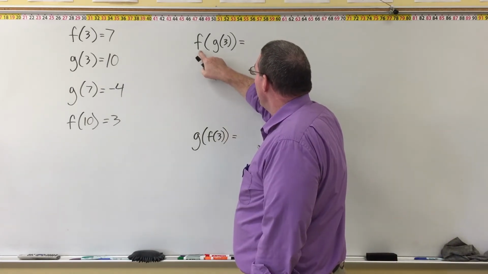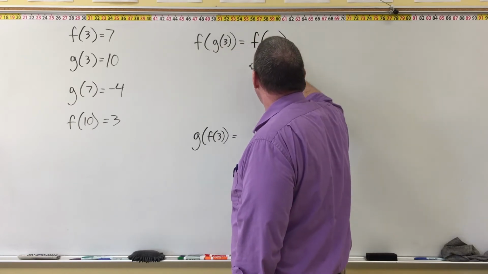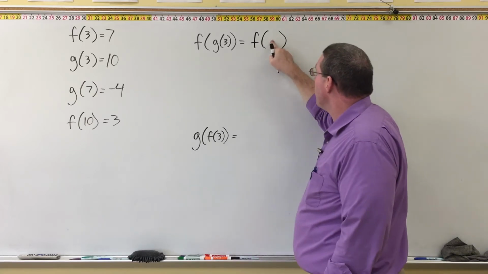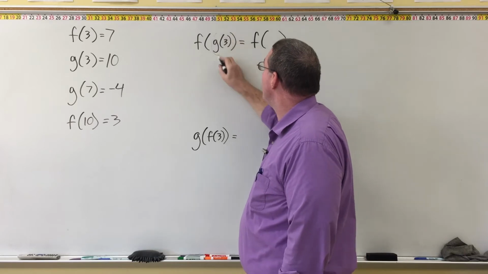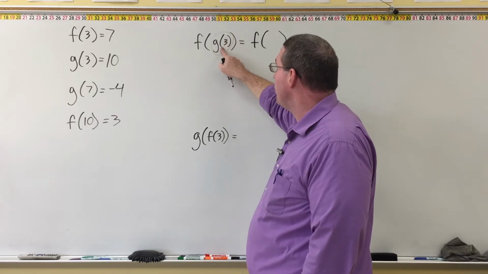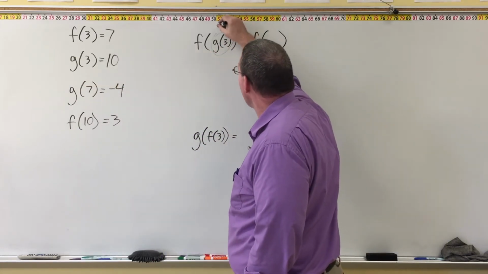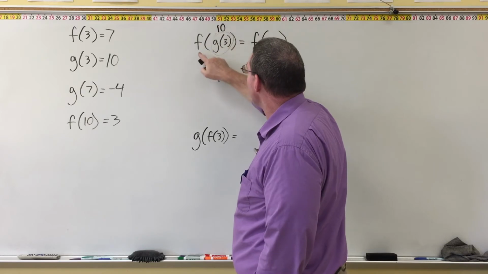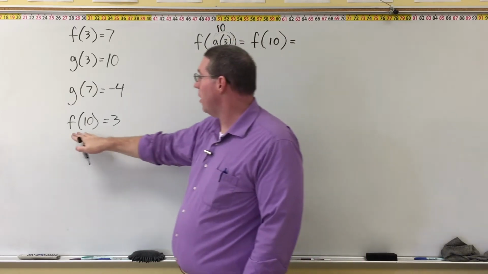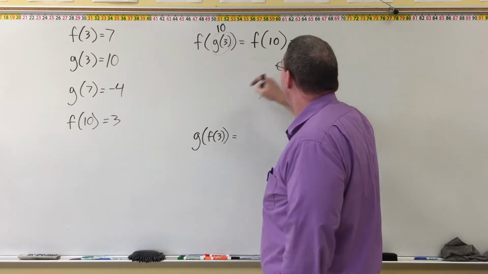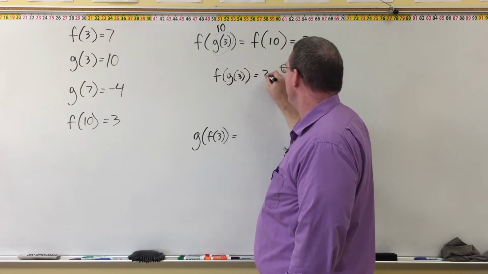When you're being asked what is f of g of 3, what you're basically doing here is you want to know what f of a number is. And the number you want to plug into f is whatever the output of g of 3 is. Well, what is the output of g of 3? g of 3 is equal to 10. And therefore, g of 3 is the same thing as 10. So what they're really asking here is, what is f of 10? And that's given to you. What is f of 10? Well, f of 10 is 3, and therefore f of g of 3 is equal to 3.